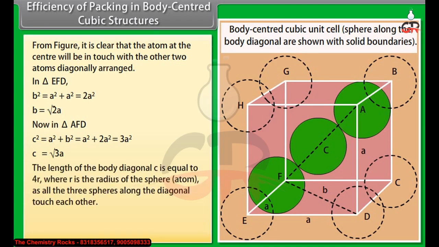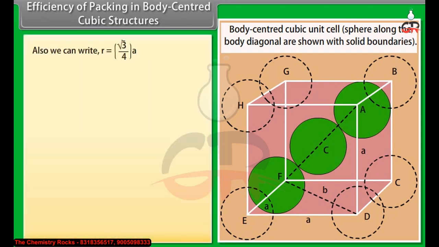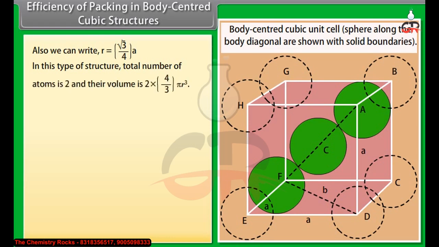The length of the body diagonal c is equal to 4r, where r is the radius of the sphere atom, as all the three spheres along the diagonal touch each other. Therefore, √3a = 4r, so a = 4r/√3. Also, we can write r = √3/4 a. In this type of structure, the total number of atoms is 2 and their volume is 2 × 4/3 πr³. The volume of the cube, a³, will be equal to (4/√3 r)³.